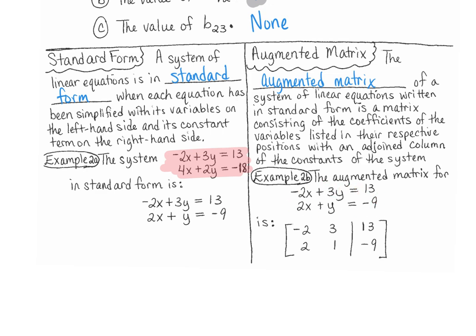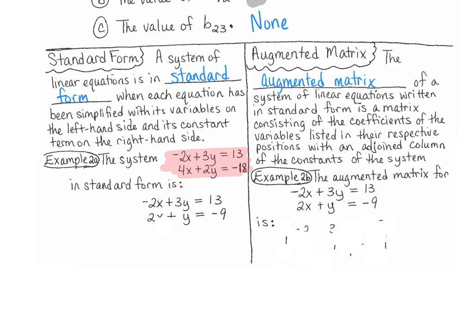Here, we took the system given in example 2A in standard form. This is what we started out with right here. If we want to write the augmented matrix for this given system, this is the augmented matrix. We took the coefficients of each row and put them here. We put the coefficients of equation 2 in the second row. We put a vertical bar here to separate the constants from the variables.